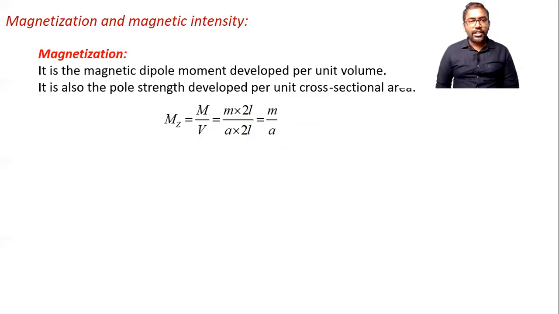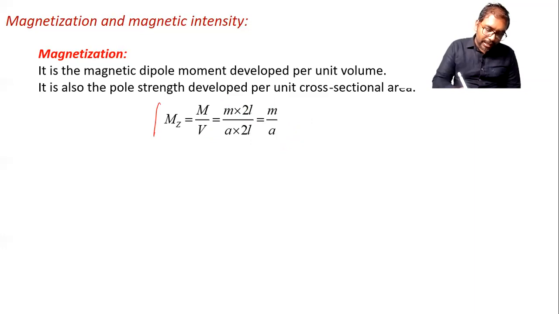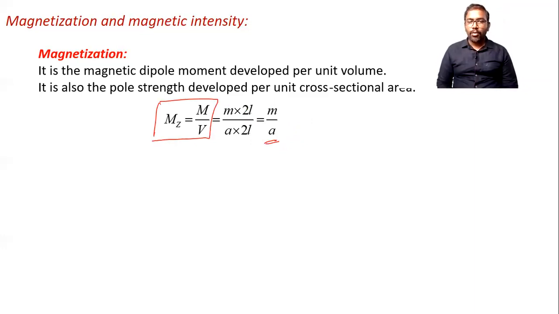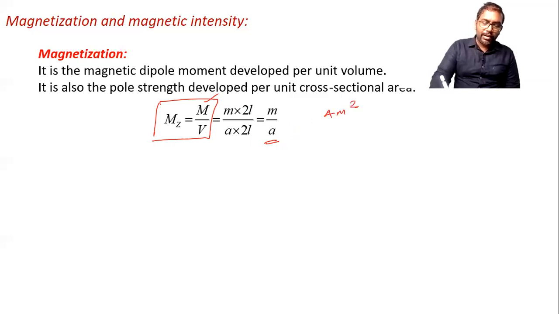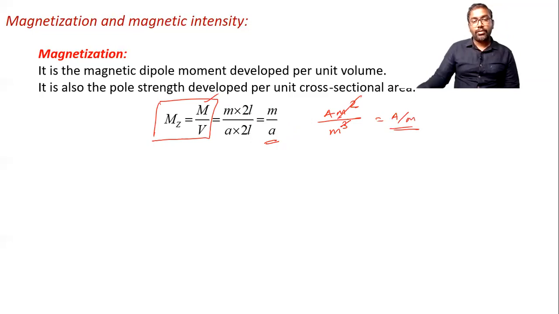In the examination, a question has already been asked: define magnetization. You can write it by this or by using this. Magnetization is the magnetic dipole moment per unit volume. The unit: capital M has the unit ampere meter square divided by volume meter cube. So the meter square cancels with the meter square from the meter cube, and we get ampere per meter as the SI unit.